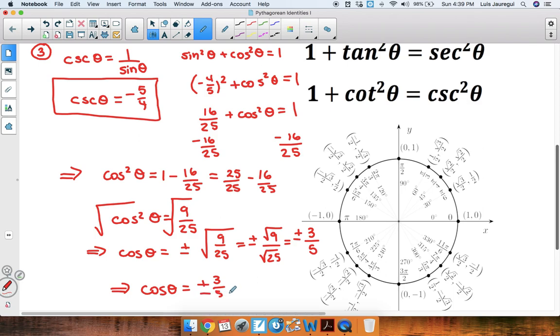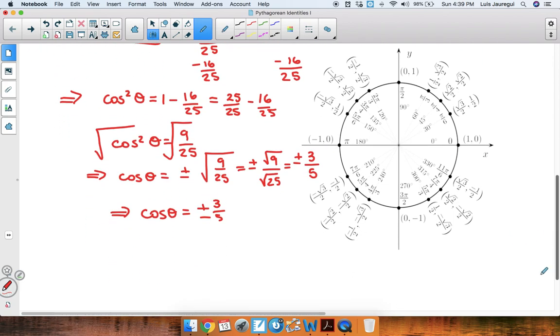However, this is where the next piece of information that was given to us comes into play. We did know that cosine was positive. So in this case, we're going to focus with the positive value. So we can conclude that cosine of theta is equal to positive 3/5. And notice that this will give you the second value of interest.